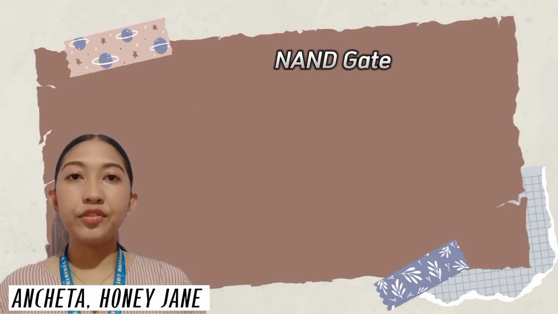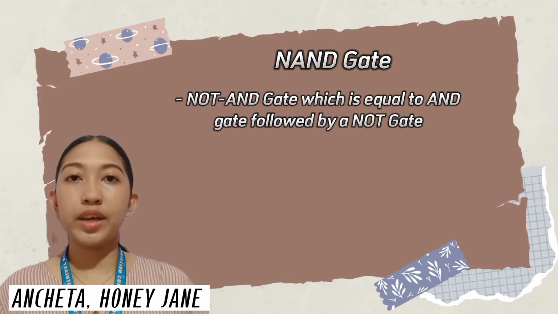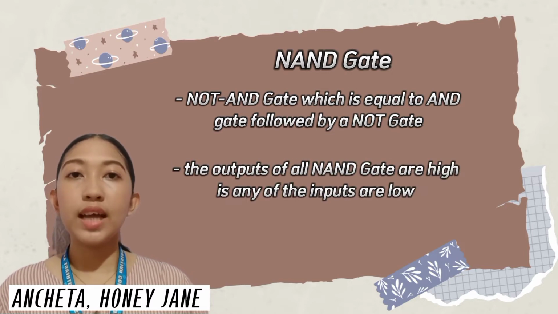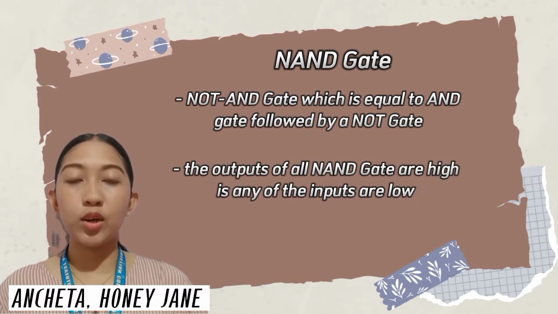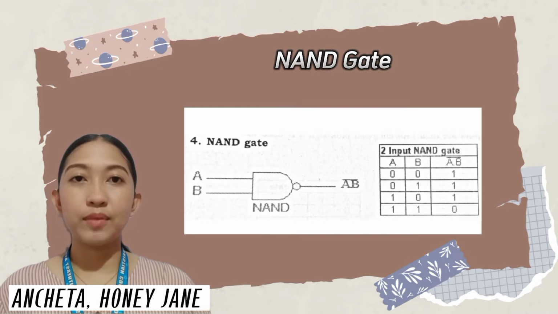NAND gate. In the figure shown, that is a NOT AND gate, which is equal to an AND gate followed by a NOT gate. The output of a NAND gate is high if any of the inputs are low. The symbol is an AND gate with a small circle on the output, and the small circle represents inversion.